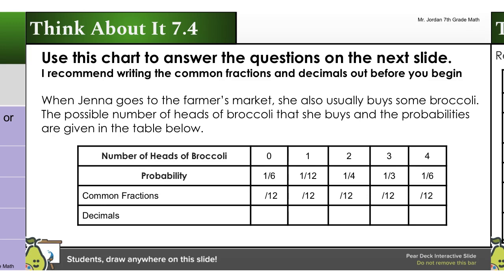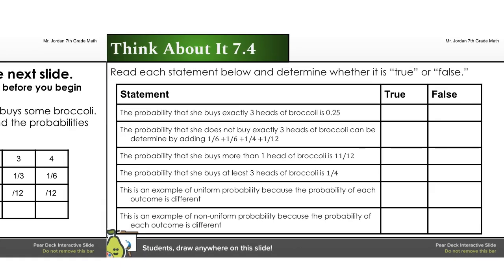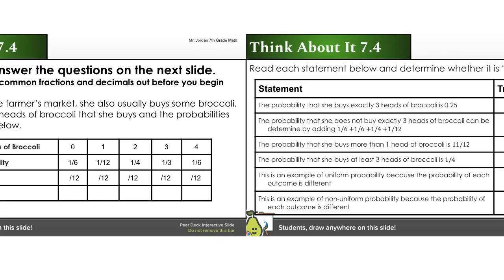Lesson 7.4, or think about it. Use this chart to answer the questions on the next slide. So we have a chart here with information, and the questions, which are actually true and false questions, are on the next slide.